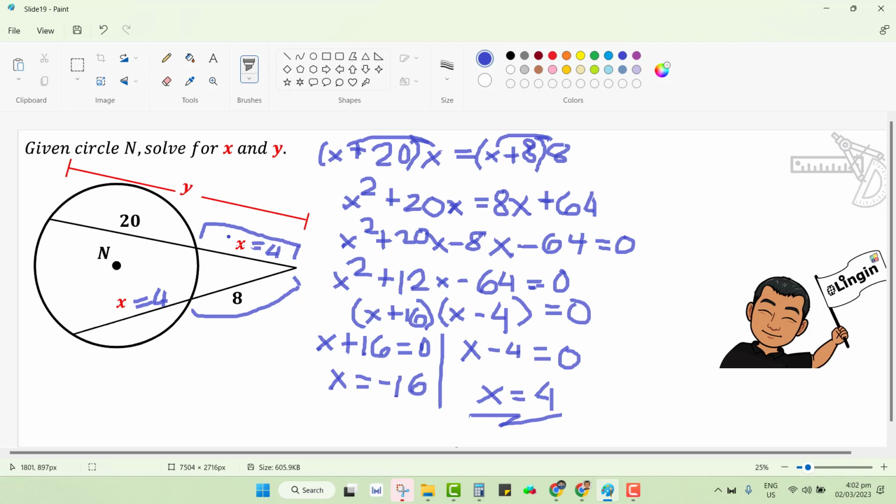Now, since we know the value of x, we can solve for y. Y is the sum of 20, which is this chord, plus the external segment x, given to us as 4, because this is the entire secant segment, and hence y is 24. Before I forget, since we don't have any unit of measurement, we simply place here units as well as units for x. These are the values of x and y for this given circle N.